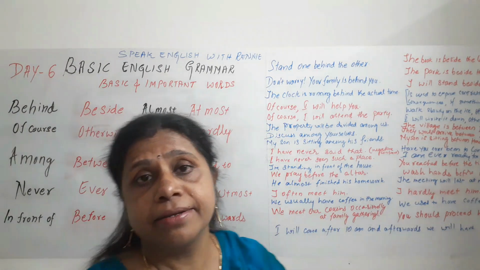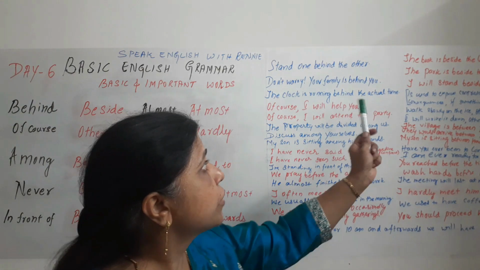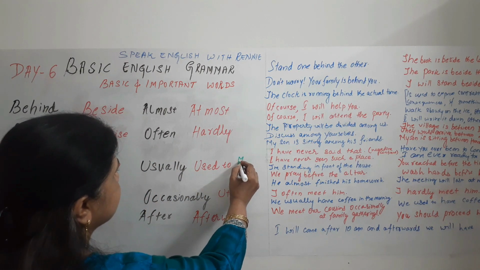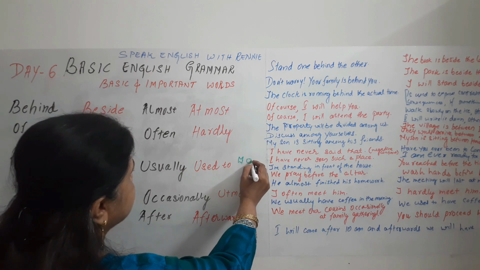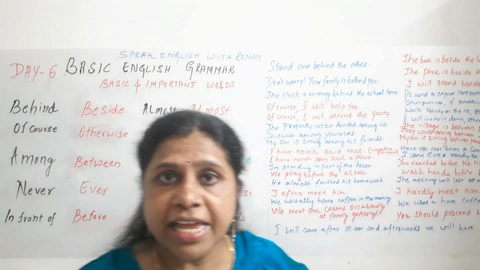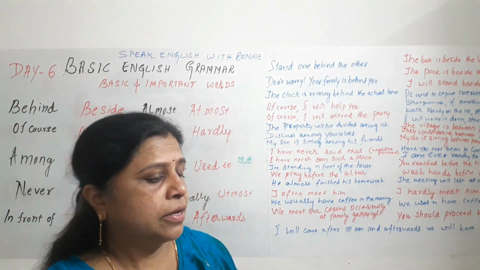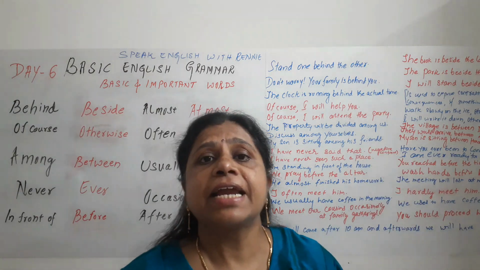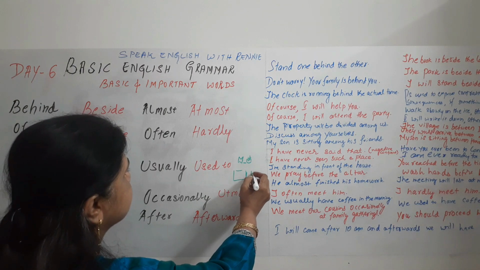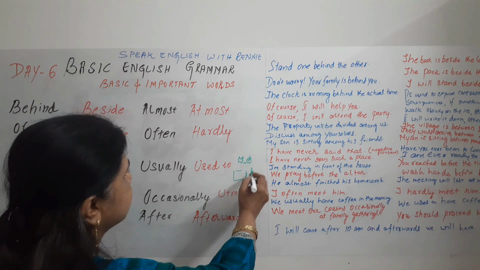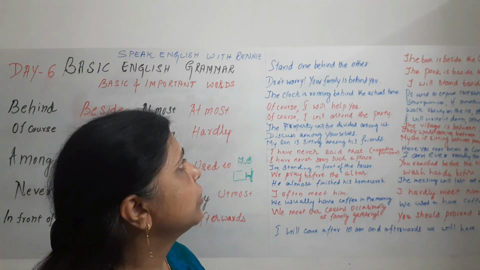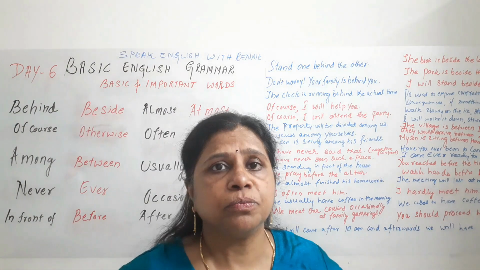How to use beside? The book is beside the lamp. Now, here the book is there and here one lamp is there. So, for that we use beside. Beside is next to or side of. And the park is beside the river. If the park is here and the river is flowing here, then beside. Beside is next to.